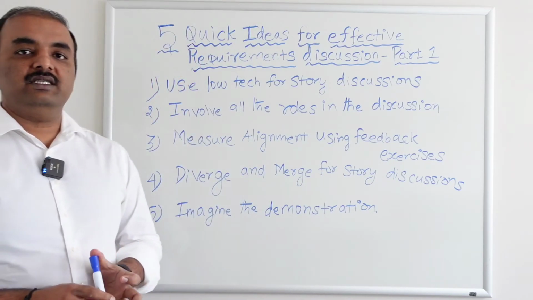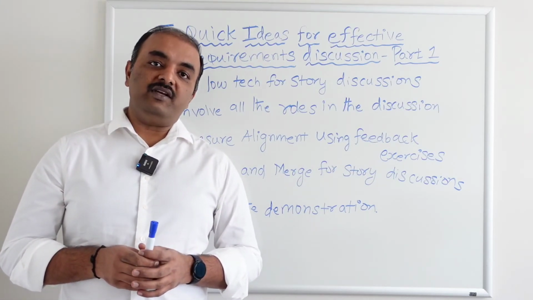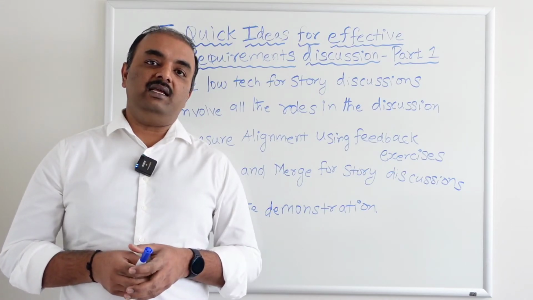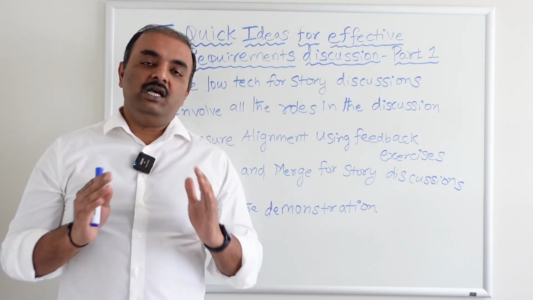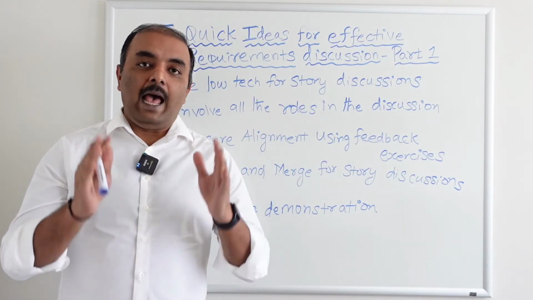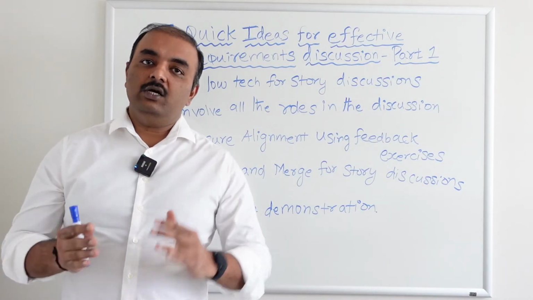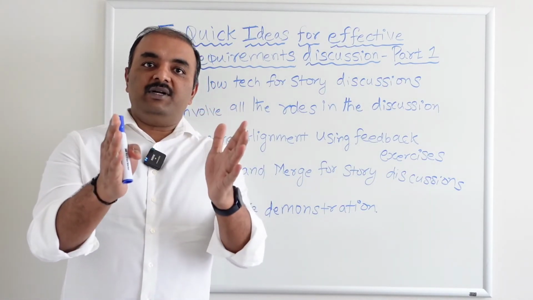Imagine the demonstration. We all know, if you are in a true agile process, the goal of each sprint is to demo the completed functionality to the business. So whenever you start with the requirements discussion, you need to think, okay, what are we going to demo to the business? What is the happy path? What are the edge cases? When you have that in mind, your discussions are going to be aligned to the expectation of the business.